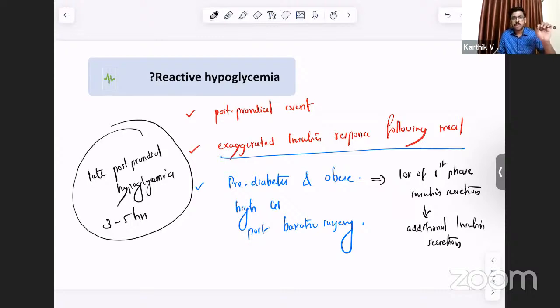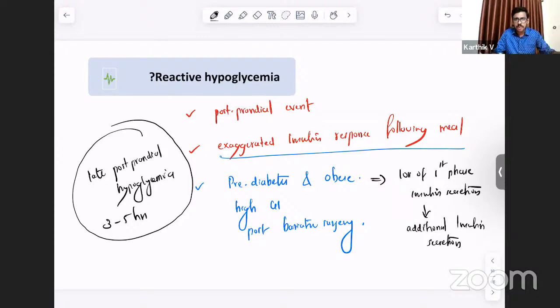And in such patients, instead of doing a 72-hour fast test, what you will be more interested in doing is a mixed meal test. Mixed meal test means you would give the high glycemic index food or the usual meal that results in hypoglycemia in a patient, and you check blood glucose every 30 minutes and see whether the patient develops hypoglycemia at 3 to 5 hours. And in the sample that shows low blood glucose, you check for insulin to confirm the insulin dependent hypoglycemia. That is how you diagnose reactive hypoglycemia.